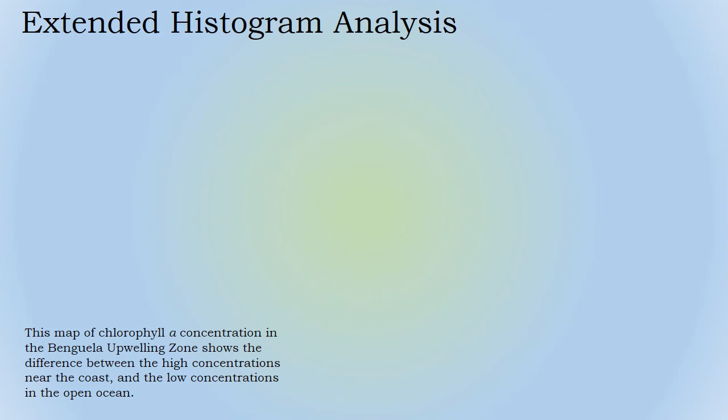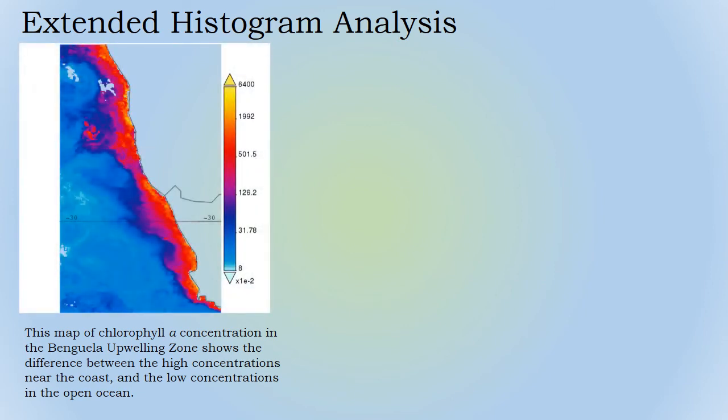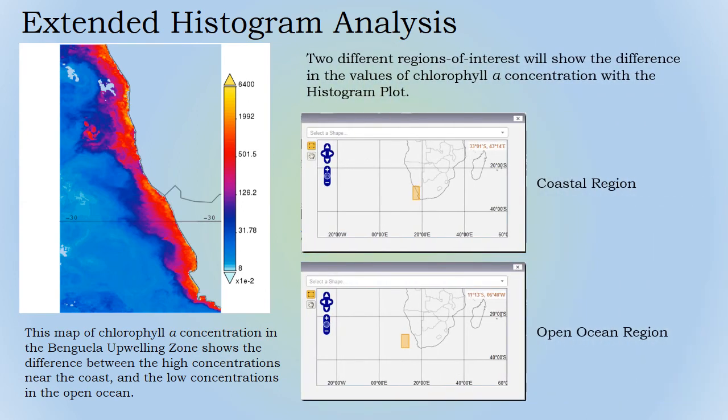We can also perform additional histogram analyses for this particular region. This map of chlorophyll A concentration in the Benguela upwelling zone shows the difference between the high concentrations near the coast and the low concentrations in the open ocean. Two different regions of interest, the coastal region and the open ocean region, will show the difference in the values of chlorophyll A concentration with the histogram plot.